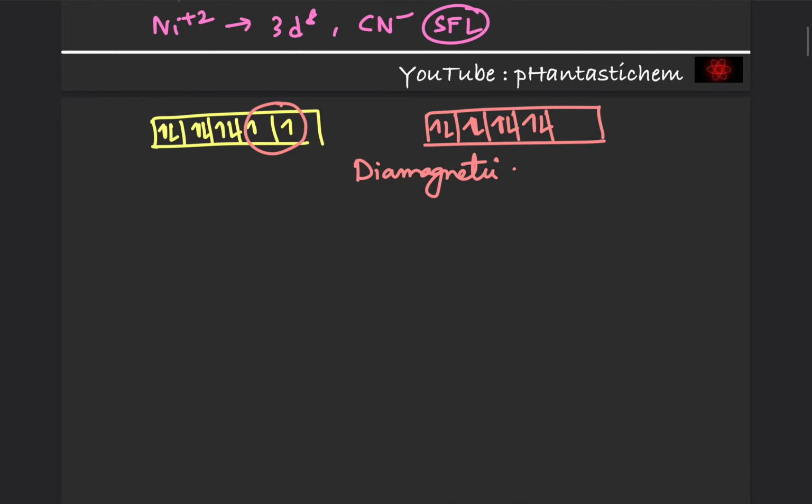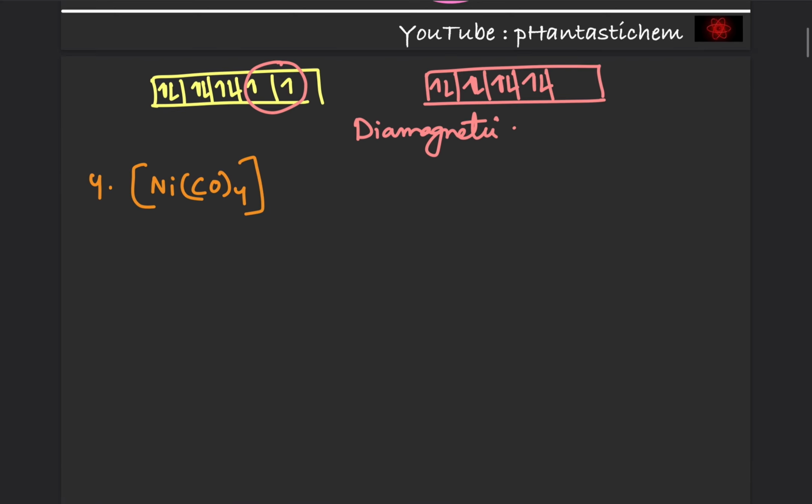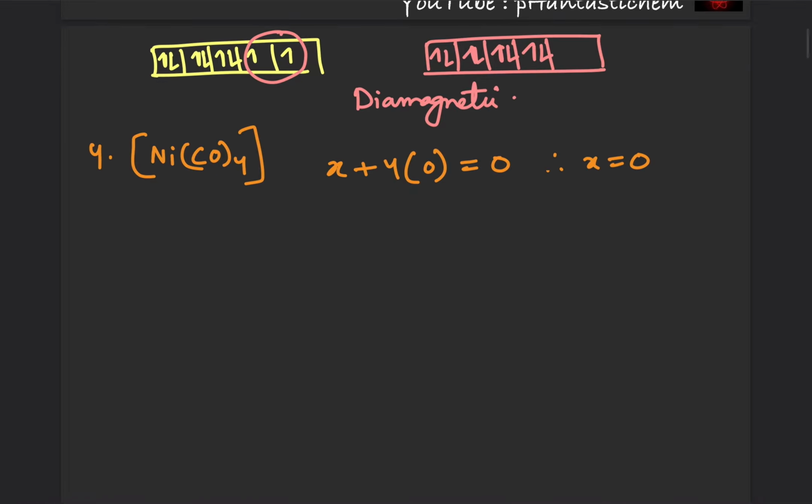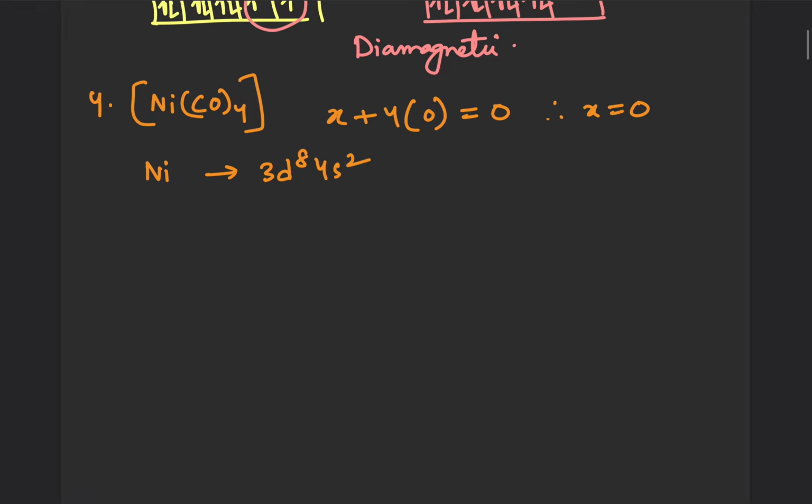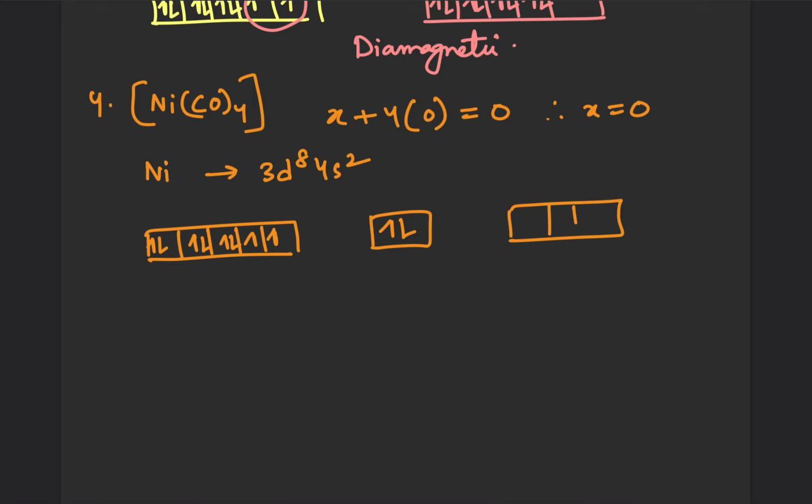Cool. Then the next one we have is Ni(CO)4. Okay, so the charge of CO is 0, so therefore x plus 4 into 0 is going to be 0. So therefore x is equal to 0. So nickel is in the 0 oxidation state, so therefore the configuration of nickel will be 3d8 4s2 itself. Okay, so I can draw it in this fashion. 1 2 3 4, 6 7 8, and 4s will also have 2 electrons, and 4p will have none.